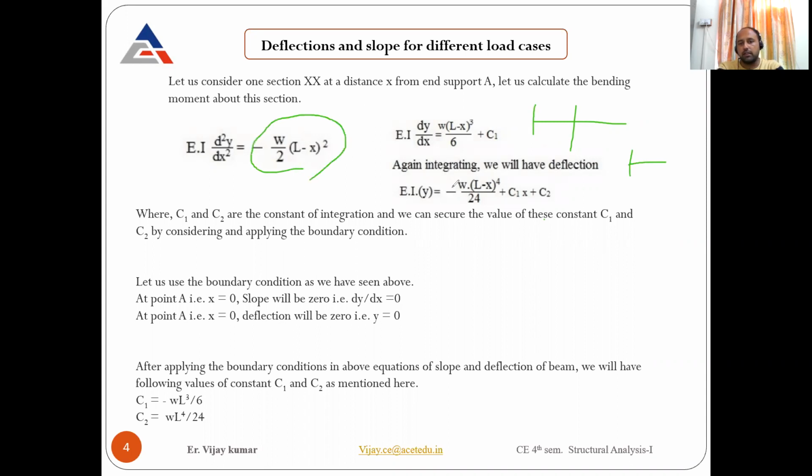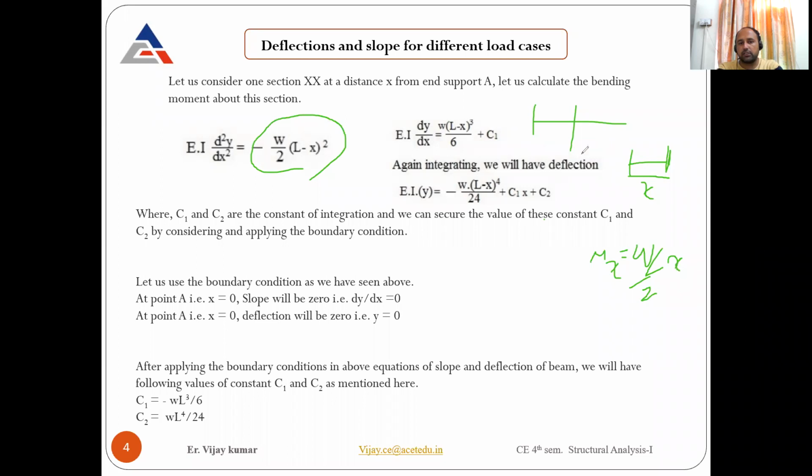Bending moment at a distance x from the fixed end. What is the value of the bending moment? M of x will be equal to... what is the value of the reaction? The reaction will be WL by 2, or capital W by 2. If you take a UDL with small w, in that case you can write WL by 2. I'm just taking WL by 2 here. This is the reaction into x.